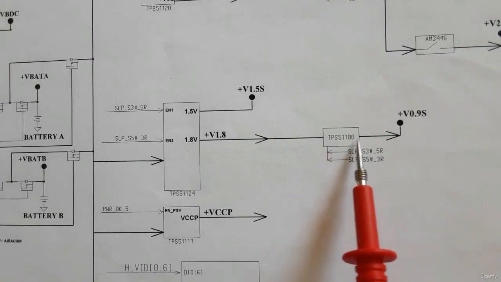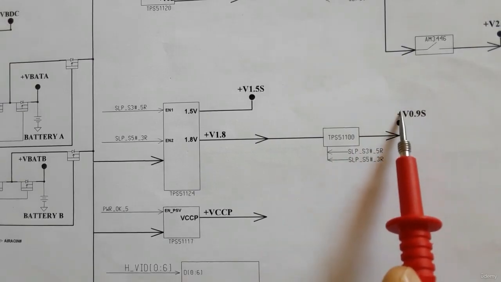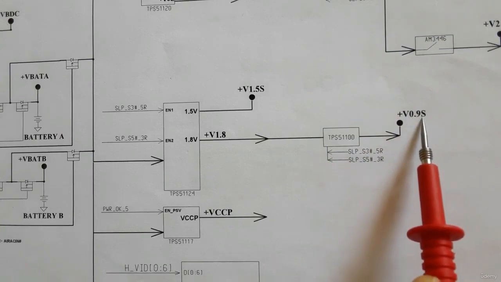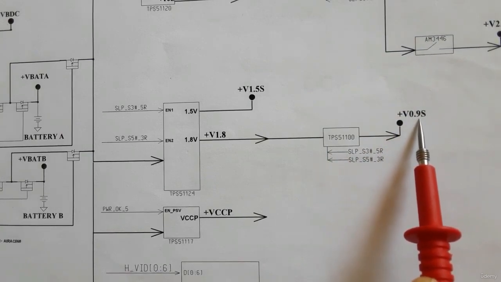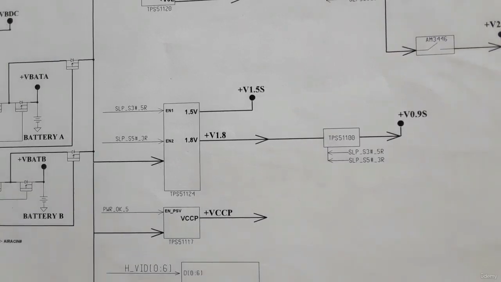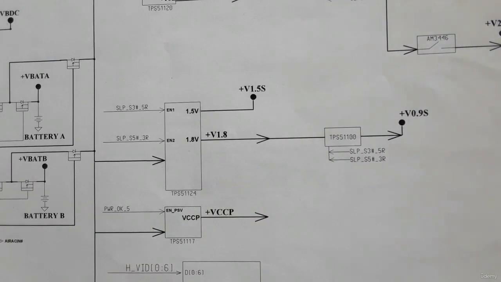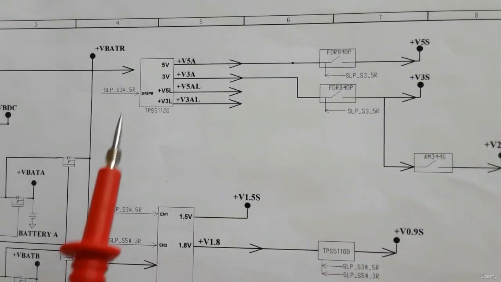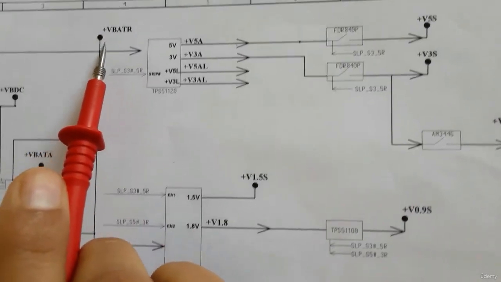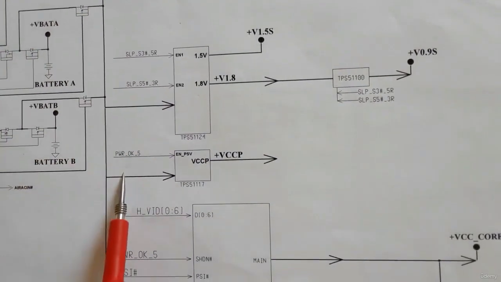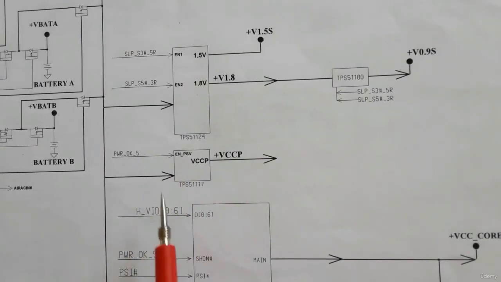we will get 0.9 volt for the RAM. This is the VTT power for the RAM. The RAM has two kinds of power, 1.8 volt and 0.9 volt, of course, for DDR2 RAM. The main power, the VDD power, and the 0.9 volt or VTT, half of the main power. The VBAT will also be applied to the next IC, as you can see, TPS51117.